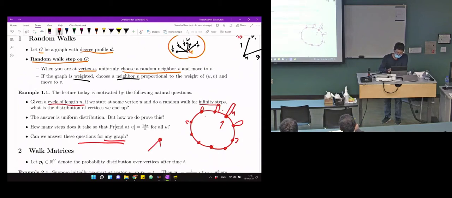Yeah, because you will likely be at the core here with high probability.